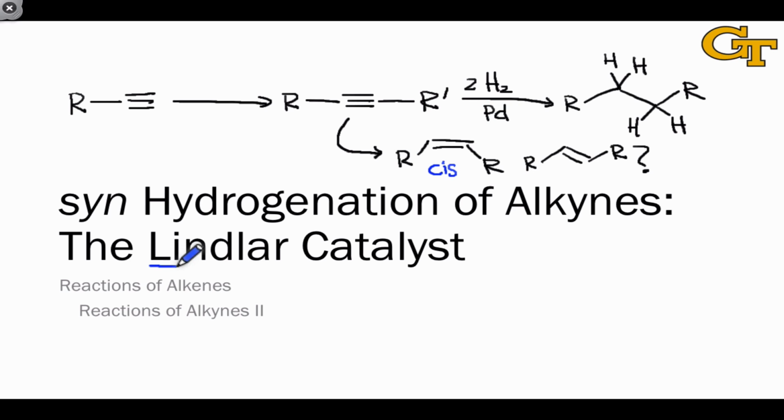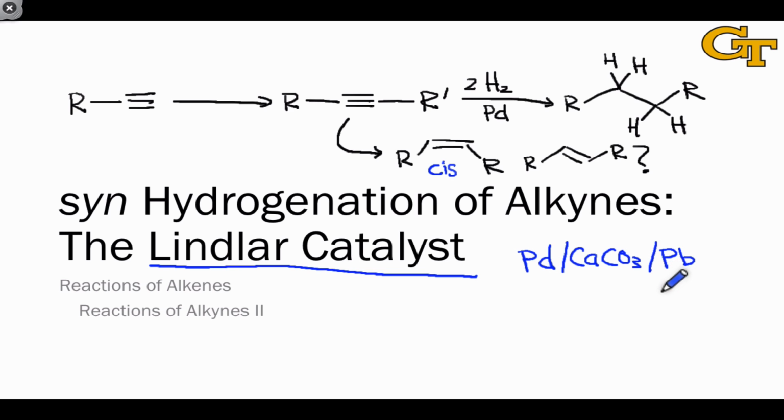And the magic reagent here is called the Lindlar catalyst. It's actually a palladium catalyst that's been poisoned with some other components, specifically calcium carbonate and lead, and it's really the introduction of lead that poisons the catalyst and makes it much less active in hydrogenations of alkenes. Using this catalyst, we can stop hydrogenation at the cis alkene stage and isolate the cis alkene product.